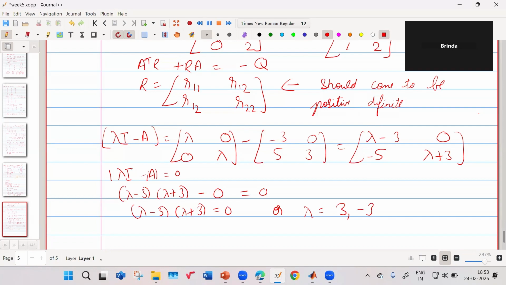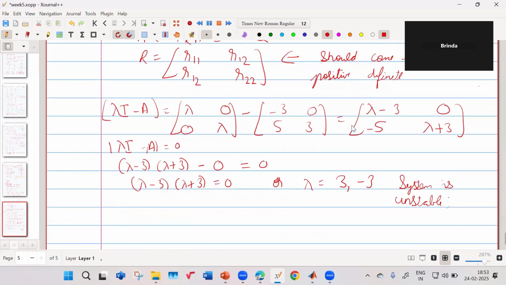Okay, so it is unstable, right? Yeah. So that's why the system is unstable. Okay, so the system is unstable. So this is an easier method. I feel like this is easy.